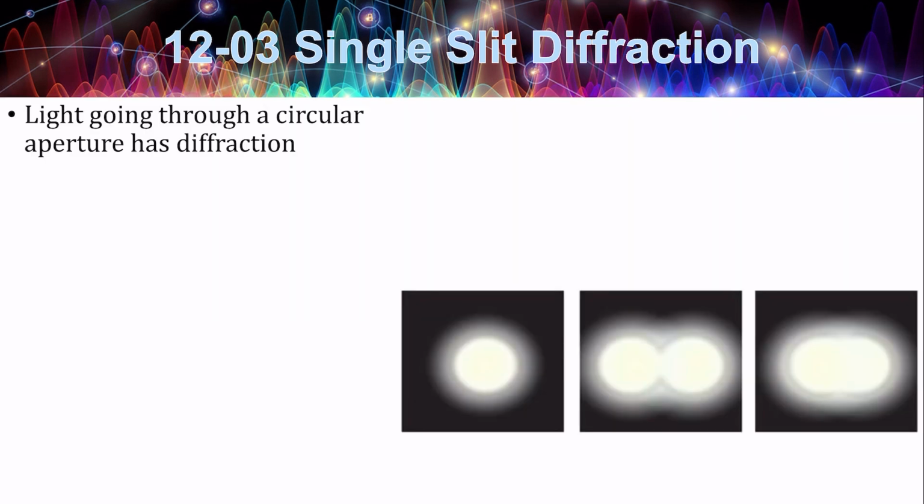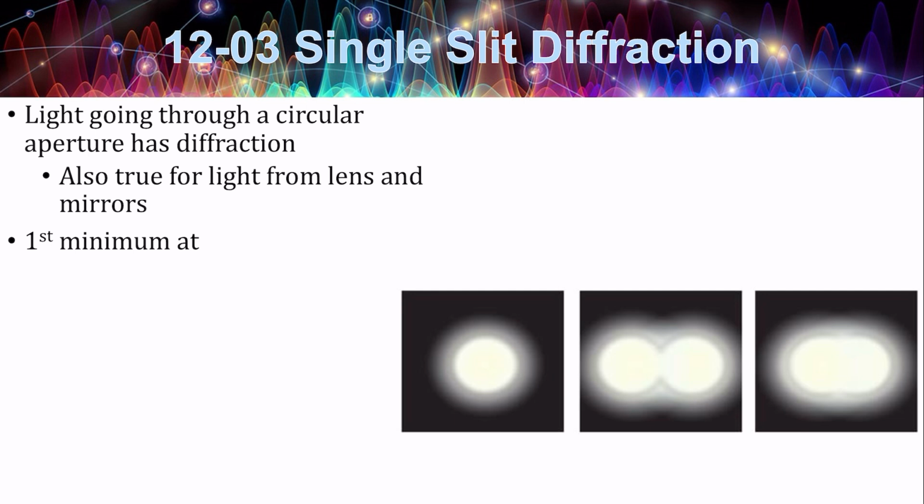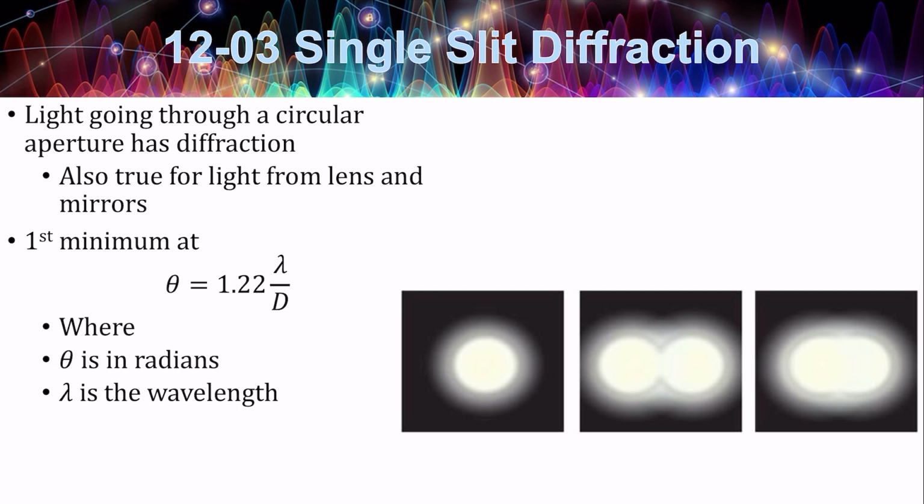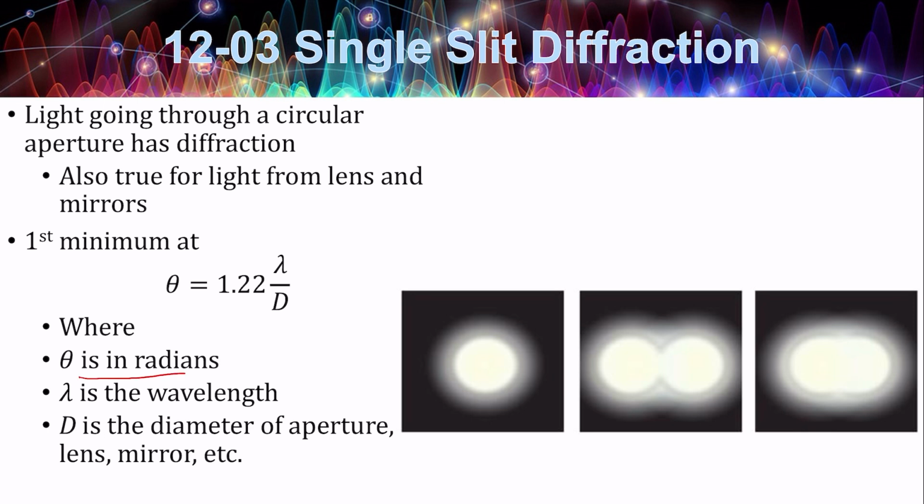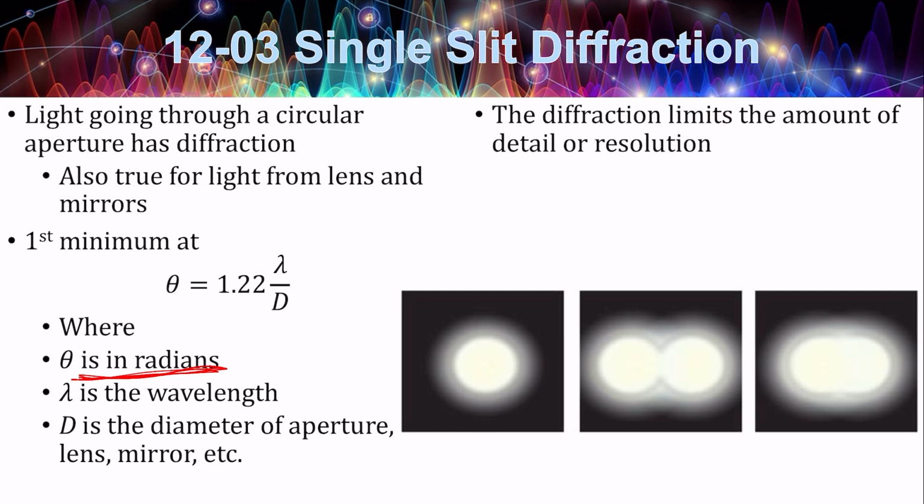Turns out that if light goes through a circular aperture, a circular opening, it also has diffraction. So this is true from light coming from lenses and mirrors. For circular openings, the first minimum will occur at 1.22 wavelength over d, which is the diameter. Now notice though, the angle is in radians because we're using a small angle approximation. The diffraction limits the amount of detail or resolution.